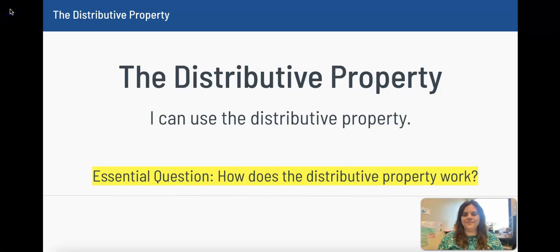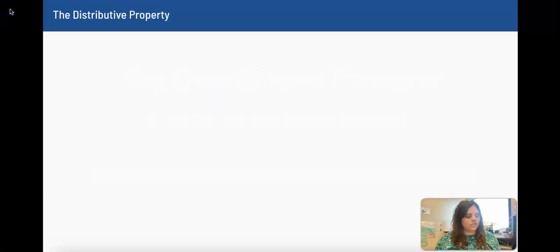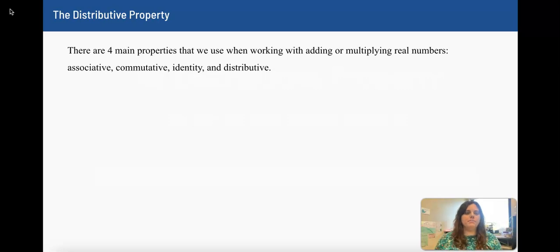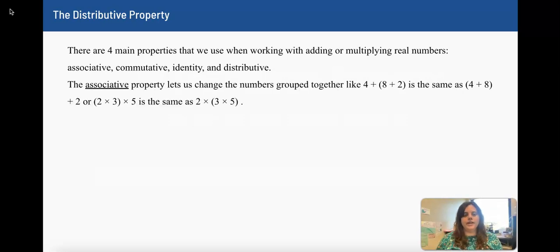Let's get started. So the distributive property, there are four main properties that we use when working with adding or multiplying real numbers. These are the associative, commutative, identity, and distributive. We've talked a little bit about these, such as in the getting ready for Unit 2 do now that we did at the beginning of the unit, but we're going to talk a little bit more in detail now.